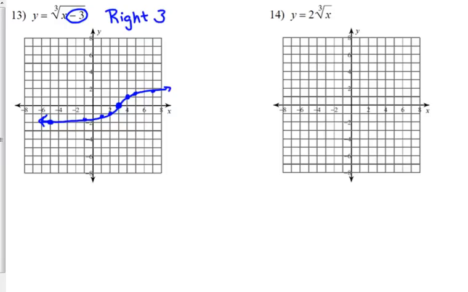Number 14. Instead of adding or subtracting anything, we're multiplying by 2 in front. Oh, the domain and range is always all real numbers. Cube root function, it's always all real numbers. Always, always, always. Doesn't matter how you've shifted it or translated it, it's always all real numbers. Because again, you can take the cube root of any number, and you will get an answer. And you can get positive and negative values for that answer.